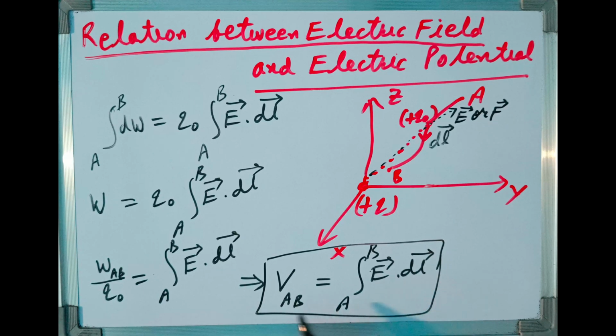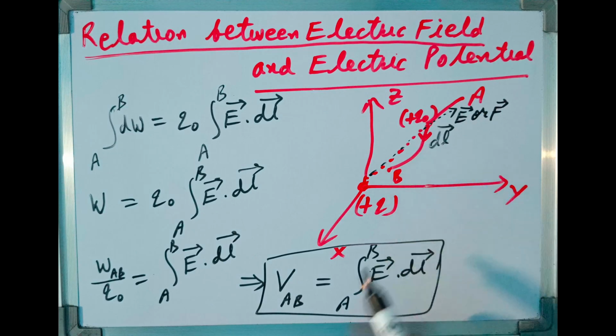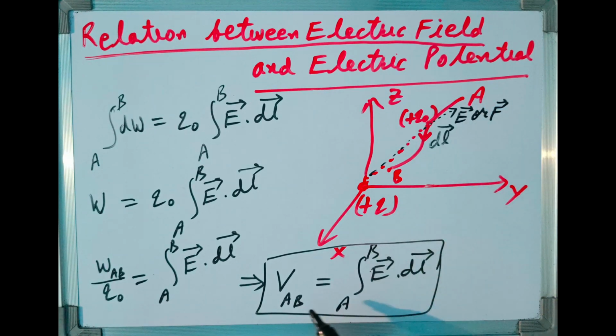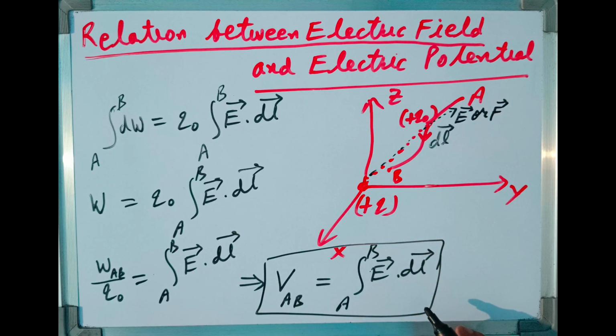So we can say the potential difference between 2 points is equal to the line integral of electric field between the same 2 points A and B. This is the relation between electric field and electric potential difference. That's all.